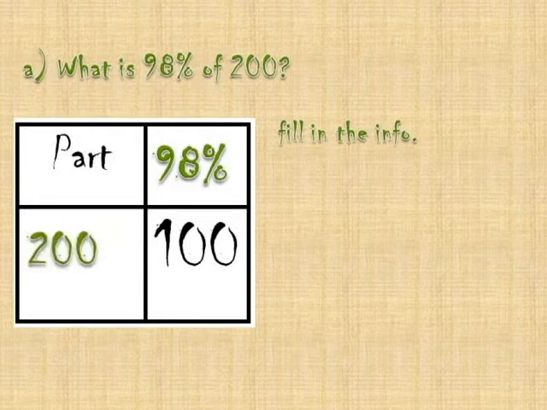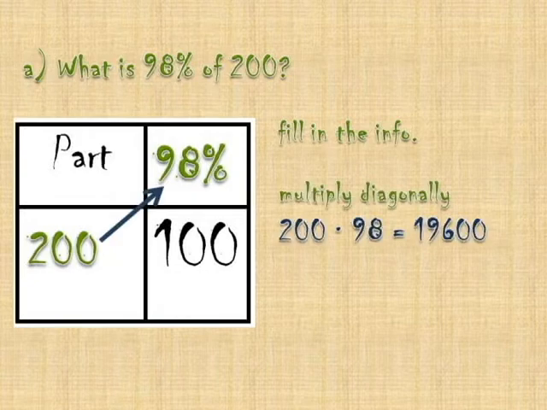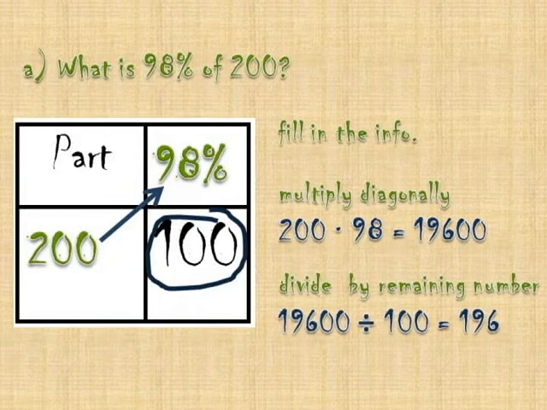And you can see now that I have 2 numbers that are situated from each other diagonally. So I'm going to multiply them. 200 times 98 is 19,600. I have only one number left in the diagram that I have not used, which is the 100. So I'm going to divide by the remaining number. 19,600 divided by 100 equals 196.